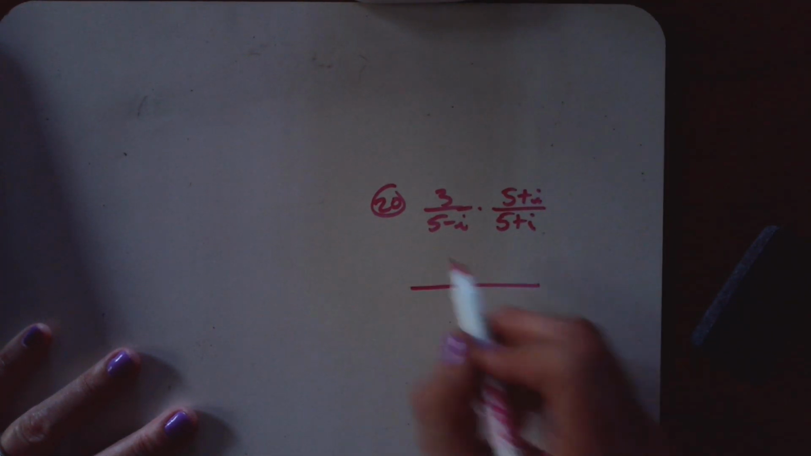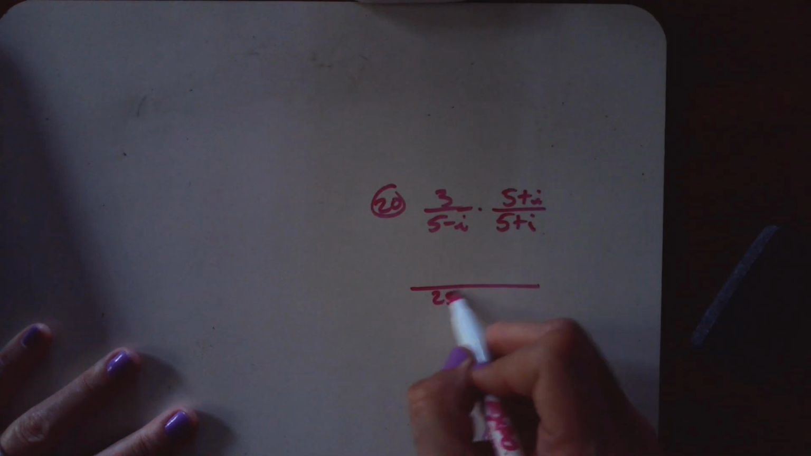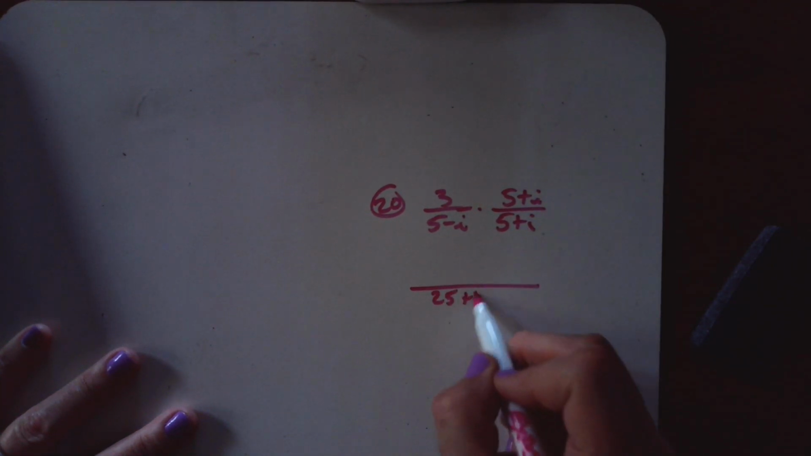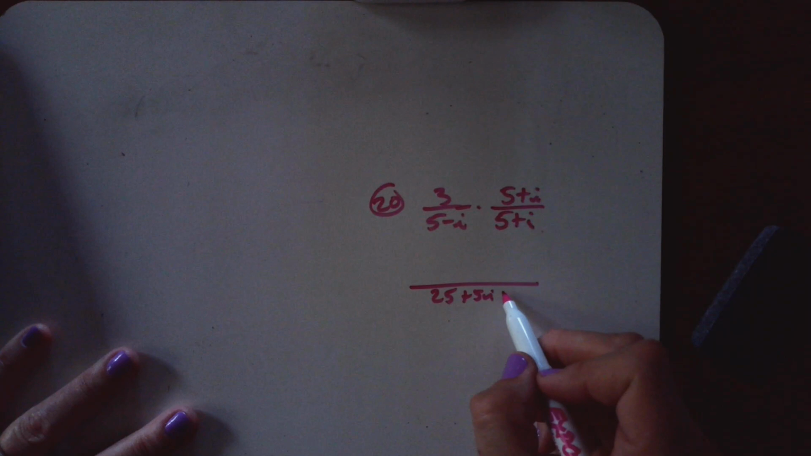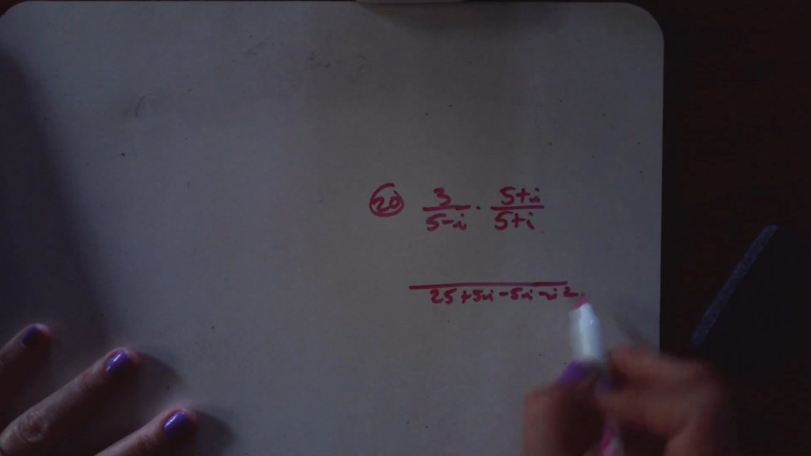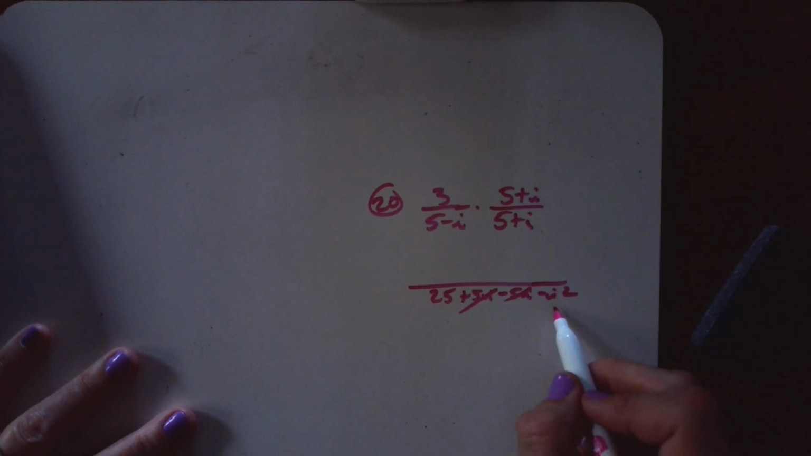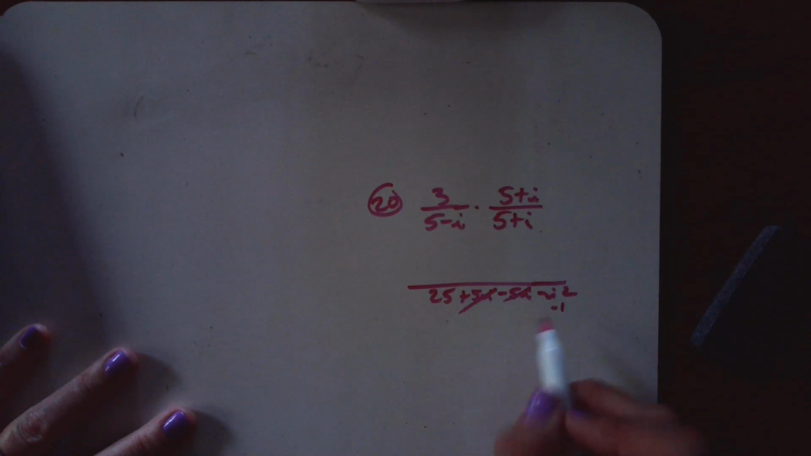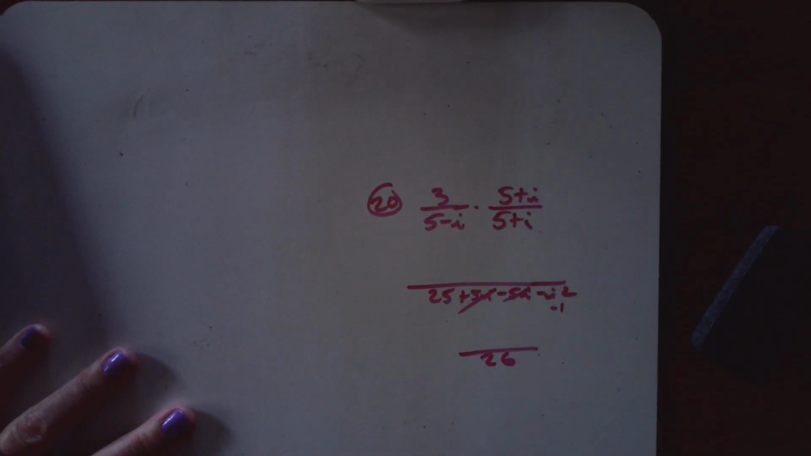So watch what happens. 5 times 5 is 25. 5 times i is plus 5i. -i times 5 is -5i. And -i times i is -i squared. So look, these cancel. i squared is -1, so minus a minus is a plus 1. So 25 plus 1 is 26 on the bottom. And so the i is gone.